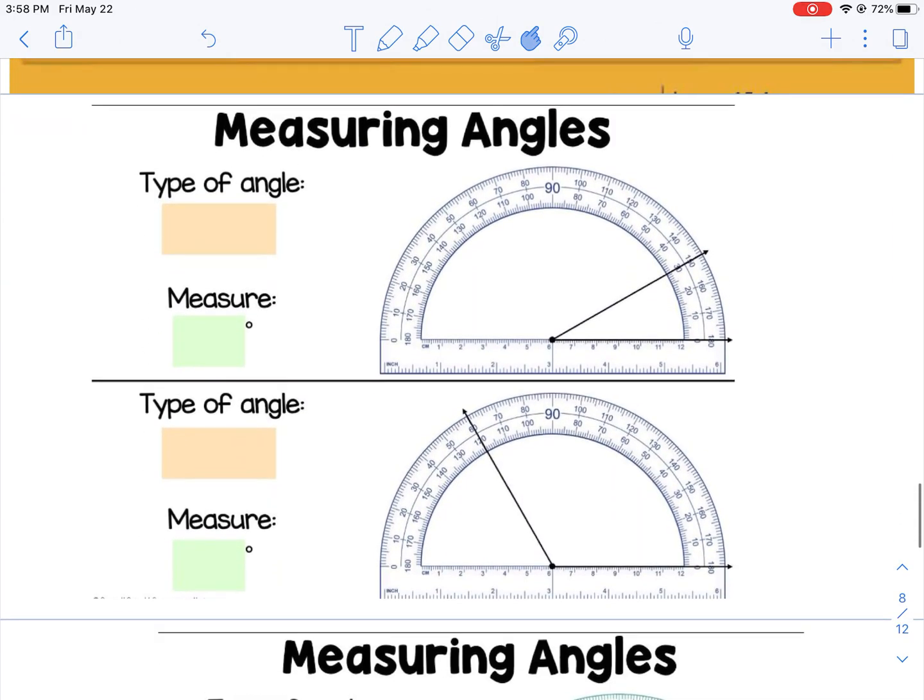All right. And then right here, we're looking at this, and you're looking at this. This is a protractor measuring it. What kind of angle do you think it is? Remember, here's 90 degrees.